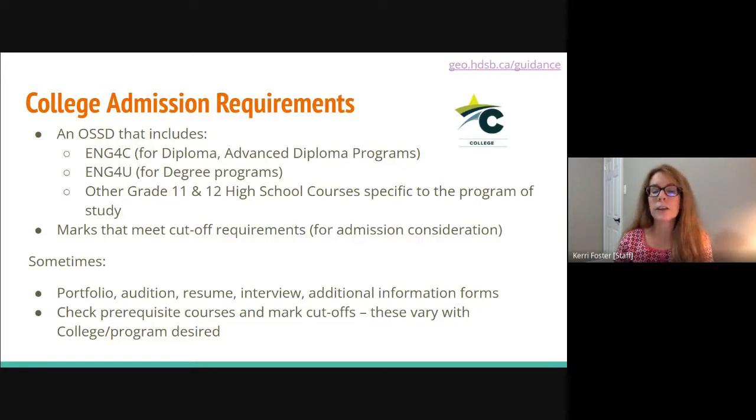Again, we encourage students to continue to check directly with the college they're interested in to look for all those specifics around prerequisites, the marks that are required in those prerequisites, cutoffs, and some of the fine print that is listed for each of those programs.